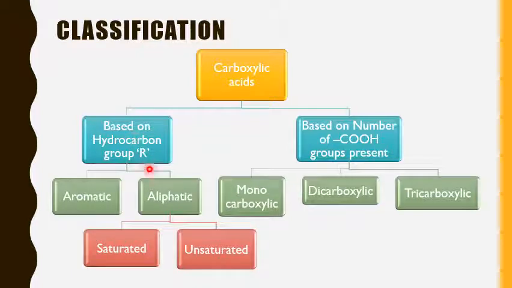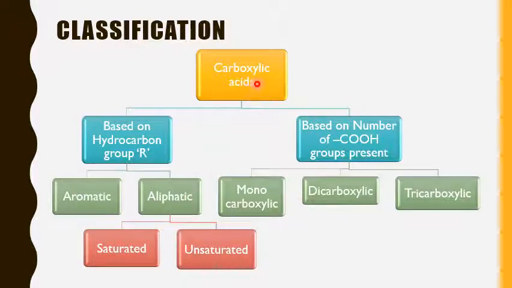Therefore, we can say that carboxylic acids, when classified based on the hydrocarbon group, are first aromatic or aliphatic. And again aliphatic are classified as saturated and unsaturated. So this is regarding the R group classification. Let us go for the next type of classification. We will anyway see these types of classification in detail in the next slide.